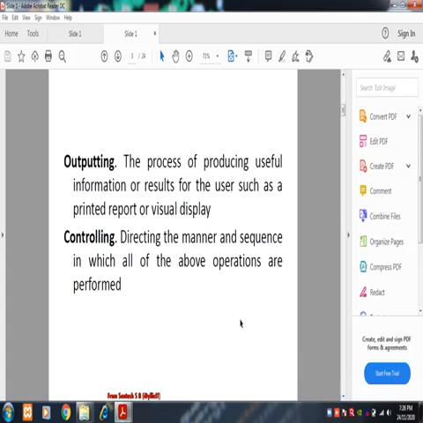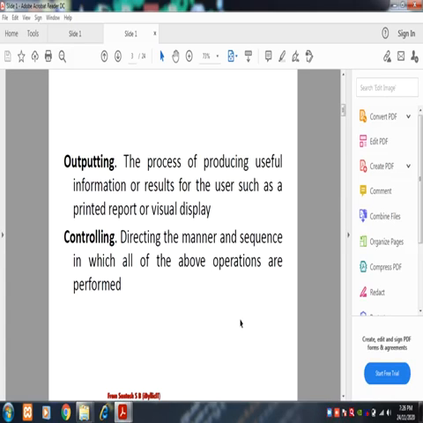outputting. What do I mean by outputting? You already know that outputting is nothing but the useful information we are going to get, or the useful information we are going to see. It's the process of producing useful information or results for the user, such as a printed report or visual display. It's a graphical user interface, GUI-based output you are going to show. Suppose you run a C program, you will see some output on the black screen. Suppose you run some Visual Basic application, applet or web application, it's like a GUI. You can see the result in the browser. The user can view that. So outputting is nothing but producing some useful information.